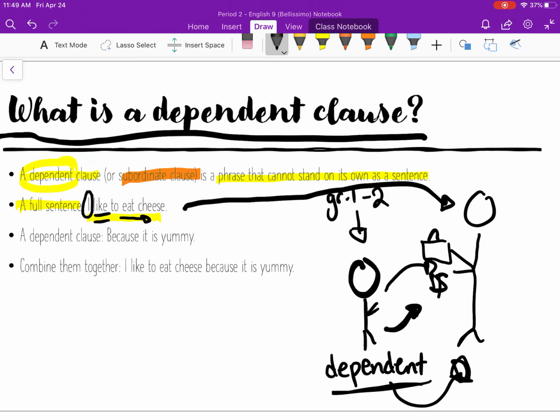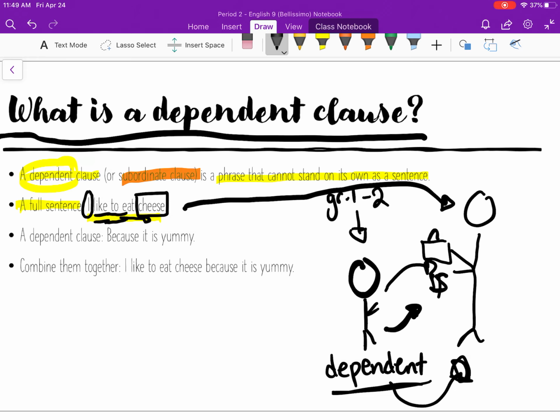what is it that you like to eat? Like to eat. What is it that you like to eat? You like to eat cheese. I'll put a box around that. All right. So we have all the components of a sentence there. It can stand on its own.